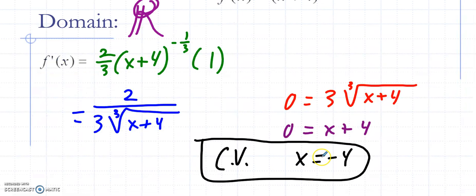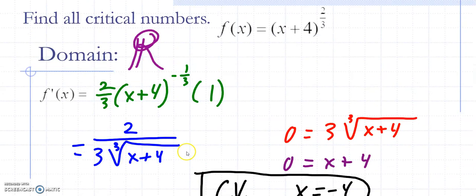Here we get a critical value of x equals -4. How do we come up with that? First, let's think about the function. Okay, so this is x plus 4 quantity squared and then cube root, right? That's what the 2/3 means. So the domain's all real numbers, so we don't have to worry about that.